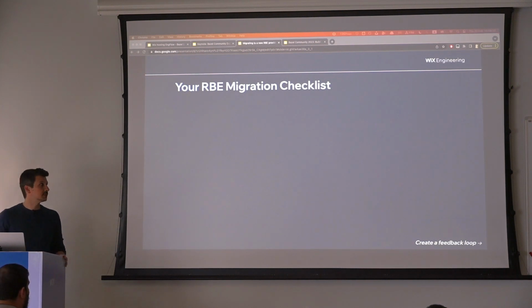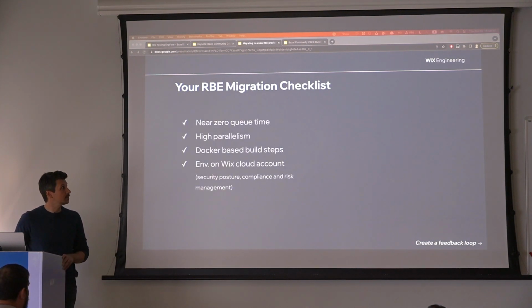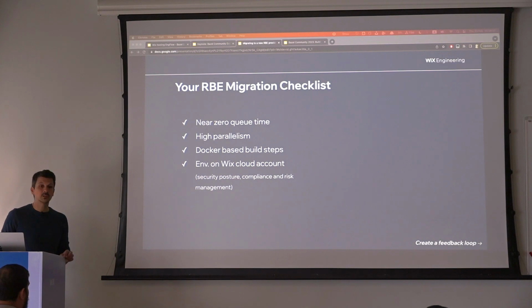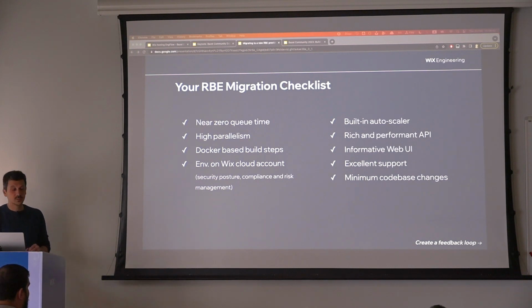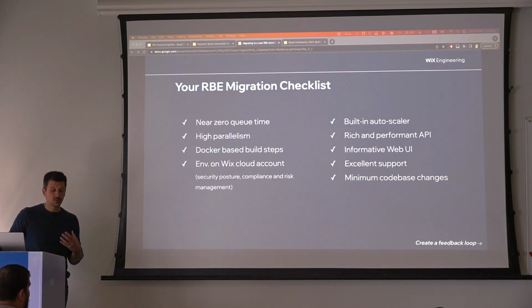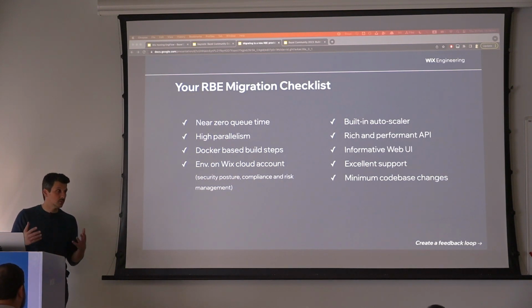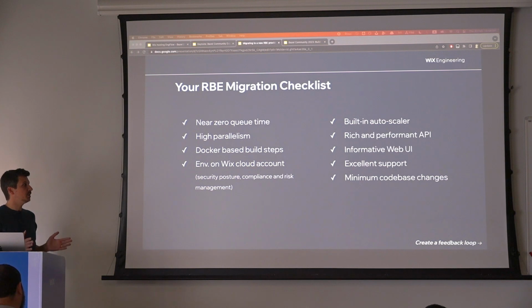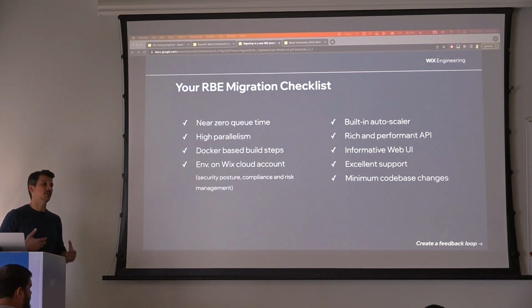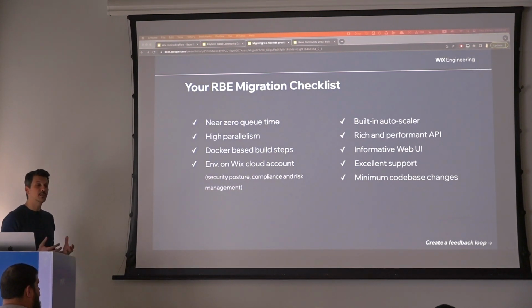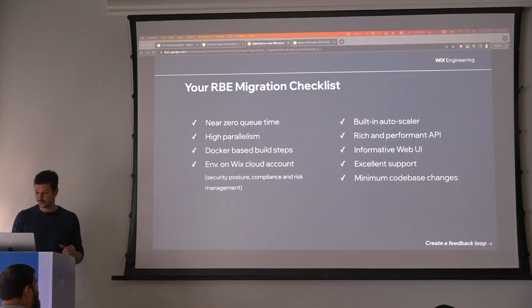Now, there is a checklist that we made for the RBE migration. You want instant executions to prevent the action queue from building up. You also want a Docker-based build step. In our case at Wix, we have a lot of Dockerized tests, IT end-to-ends, that we need to make sure are working as expected on the RBE provider. We wanted to have, of course, a built-in autoscaler. We don't want to scale it manually and create pipelines of our own. We wanted to support idle time, so it will be smart enough to help us be cost-effective.